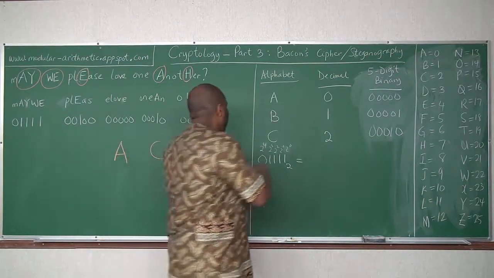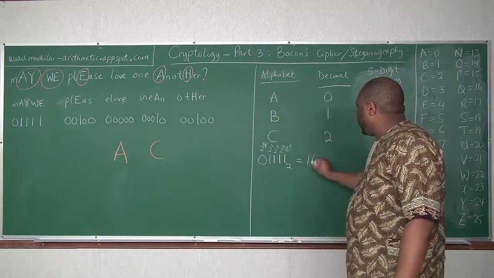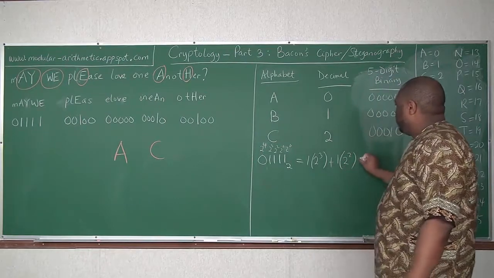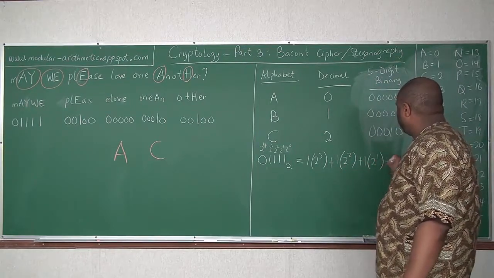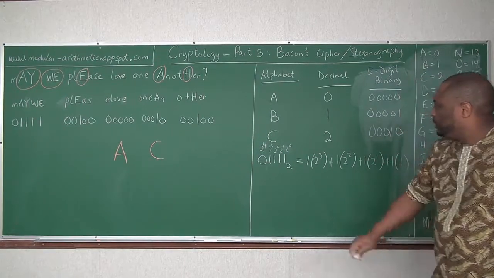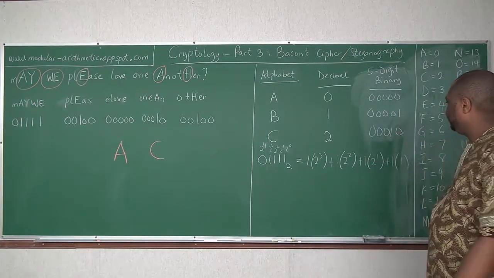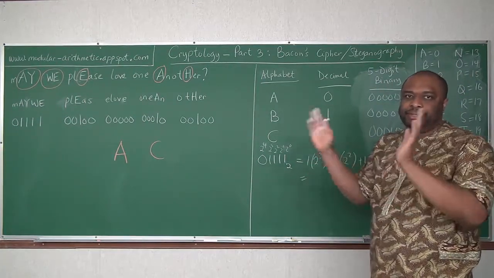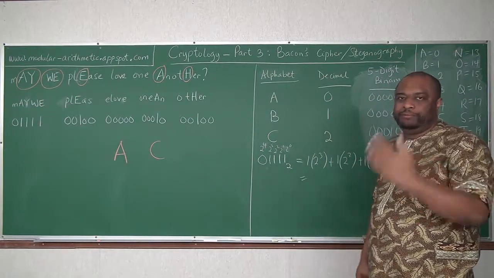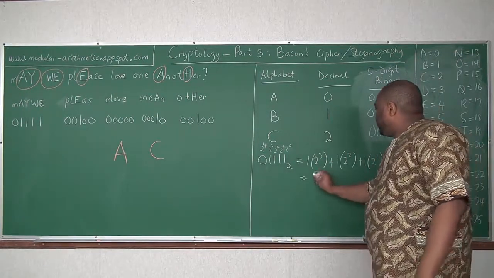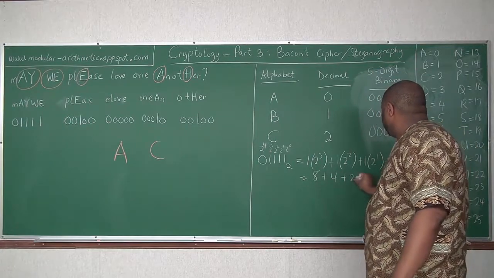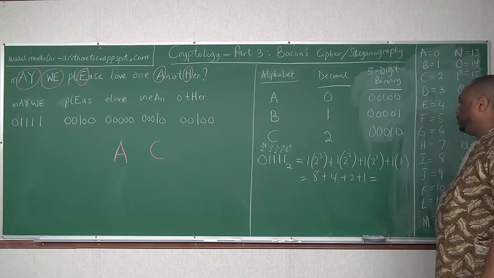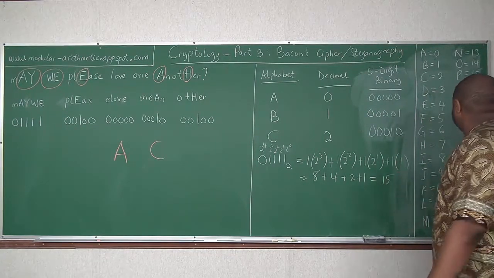I'm not going to waste my time with 0. This is 1 times 2 raised to power 3, plus 1 times 2 raised to power 2, plus 1 times 2 raised to power 1, plus 1 times 1, since 2 raised to power 0 is 1. I've done this in a video, binary to decimal conversion, so you can view that video. So this is 8 plus 4 plus 2 plus 1. 8 plus 4 is 12, plus 2 is 14, plus 1 is 15.